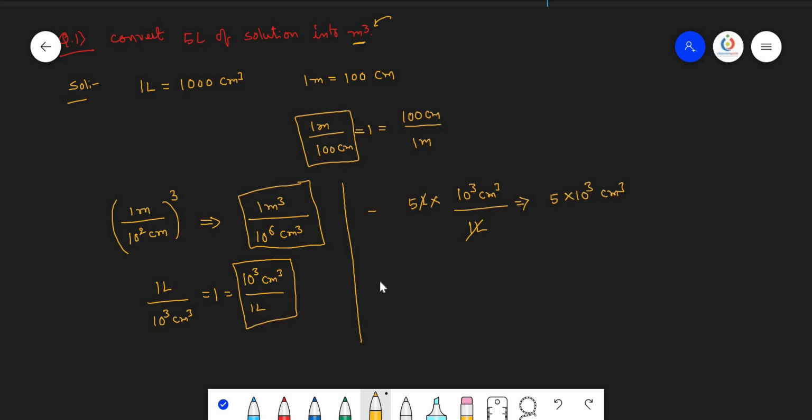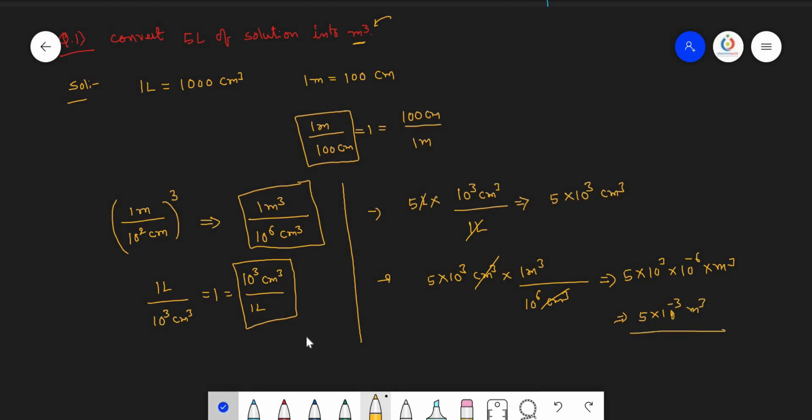Okay. Now the second step is 5 into 10 power 3 cubic centimeter into 1 meter cube divided by 10 power 6 centimeter cube. So centimeter cube gets cancelled out, and here we can write the answer in terms of 5 into 10 power 3. This 10 power 6 becomes 10 power minus 6 into meter cube. So here we get the 5 into 10 power minus 3 meter cube. This is the answer.